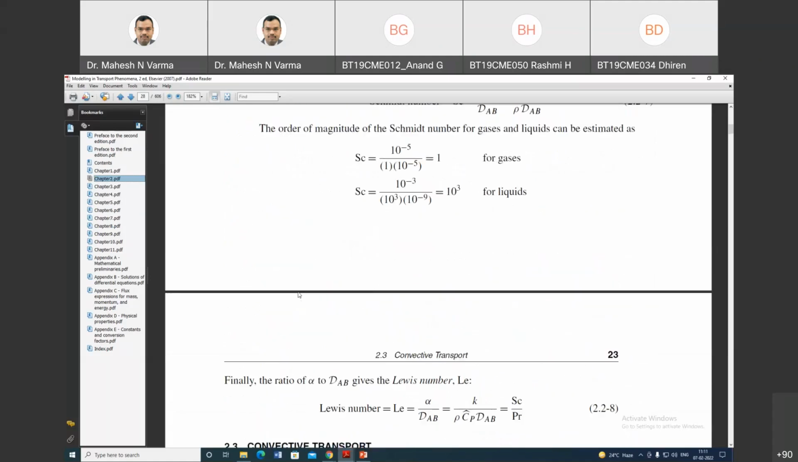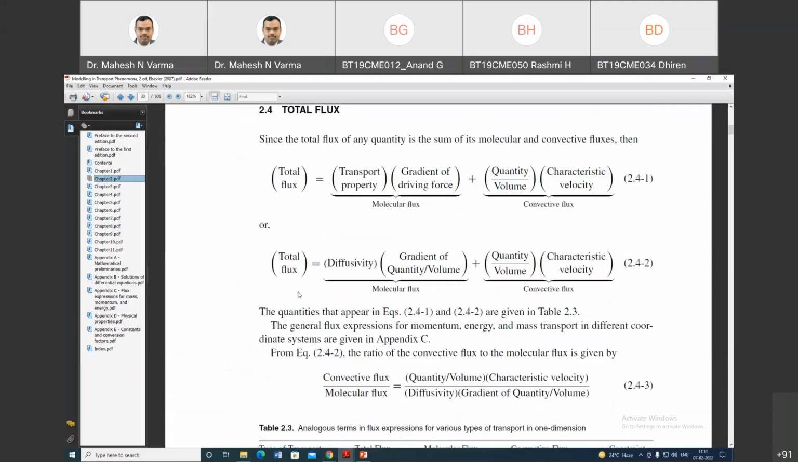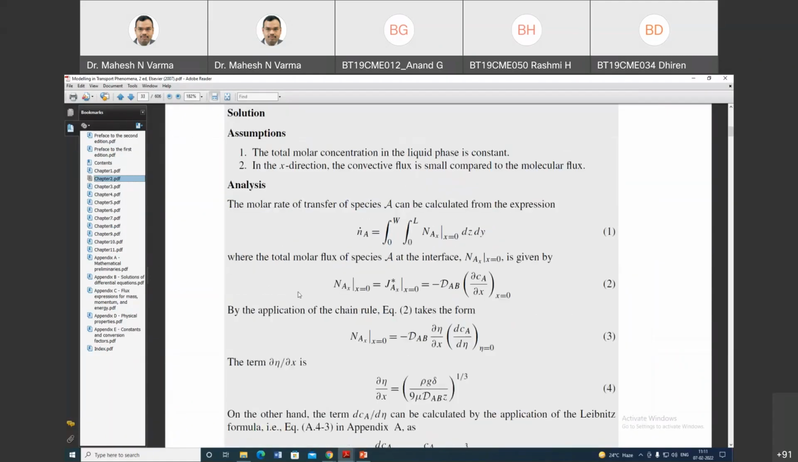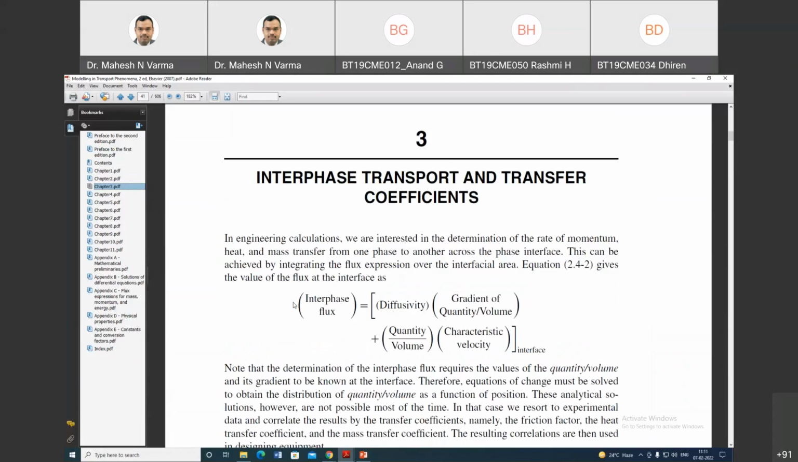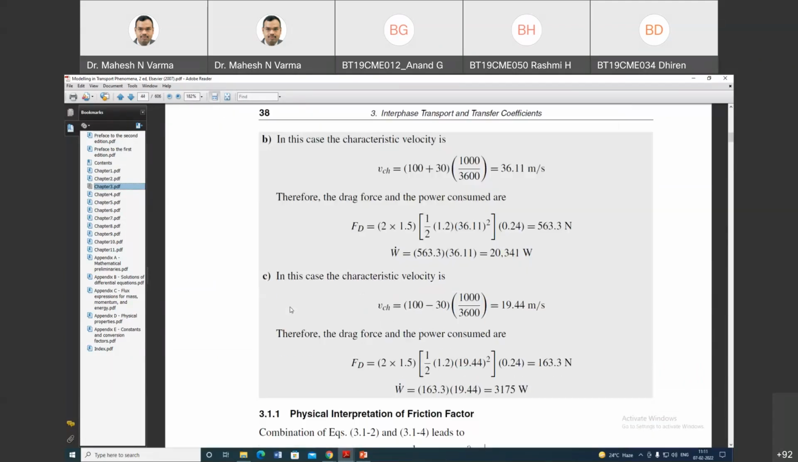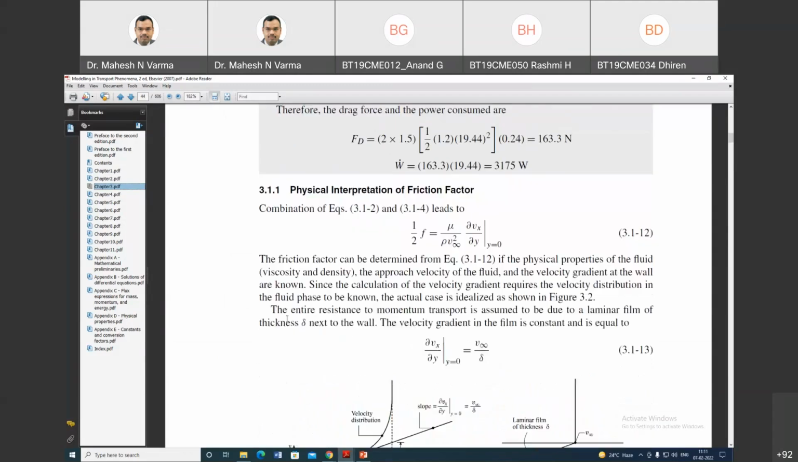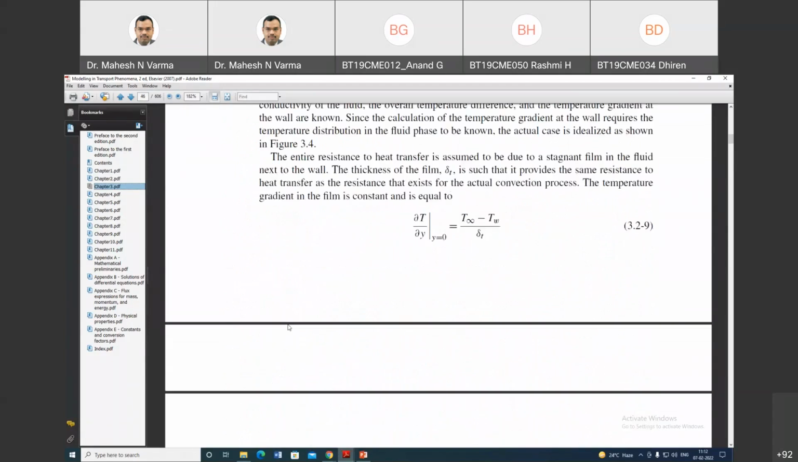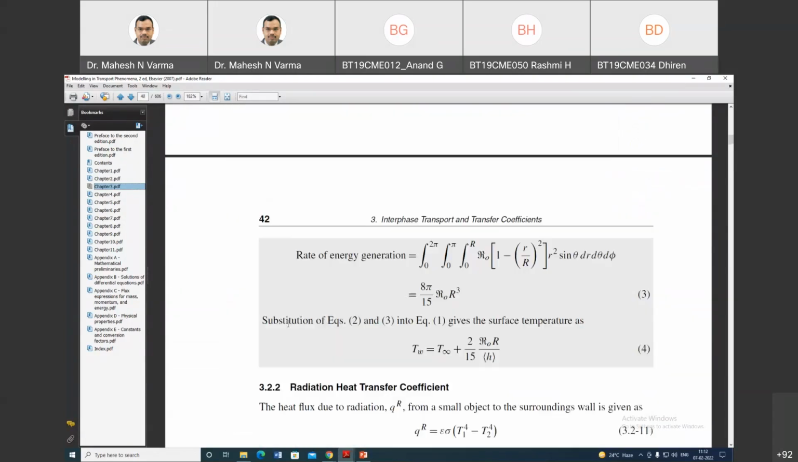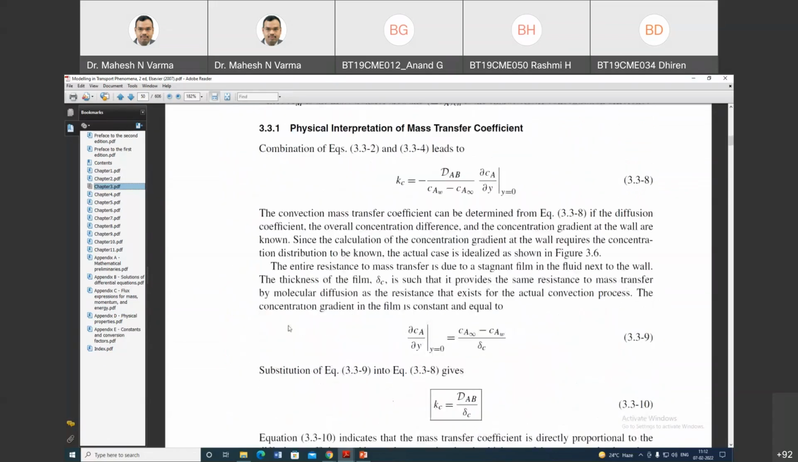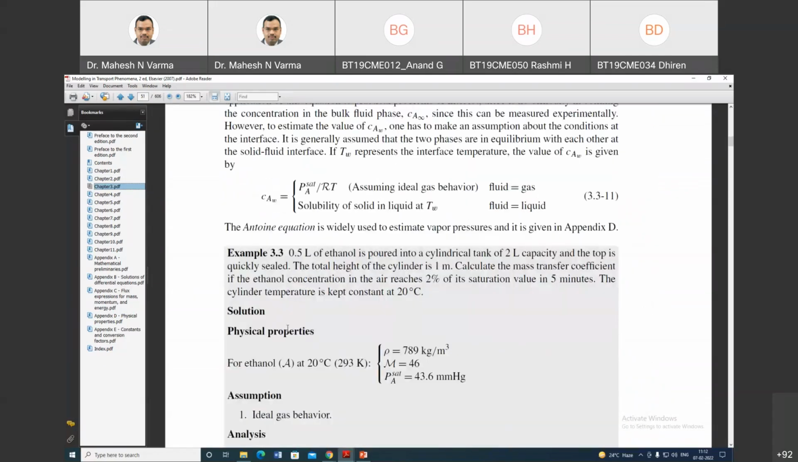Okay, this I have covered actually, chapter number 2, where molecular flux is discussed, convective flux is discussed, total flux is discussed, dimensionless numbers are discussed. Then I have moved on to chapter number 3, transfer coefficient, interface flux actually. So here we have discussed the Heining equation, then Newton's law of cooling, and then the Slattery equation, and physical interpretation of all these equations, heat transfer coefficient, mass transfer coefficient, and dimensionless numbers.